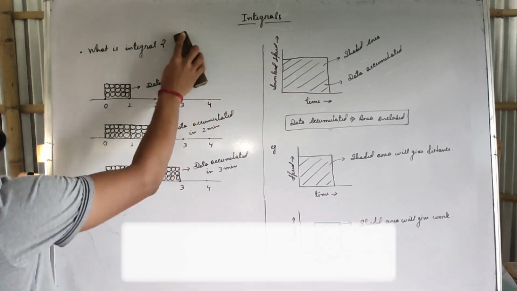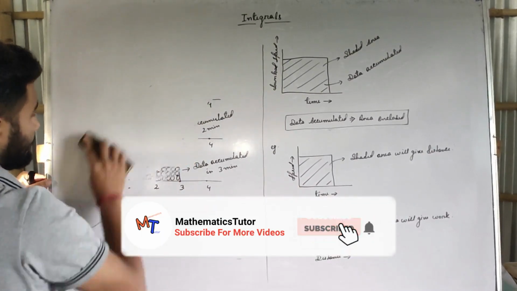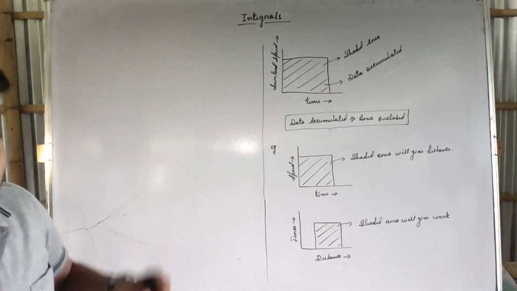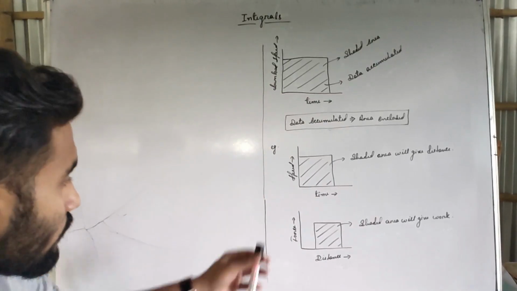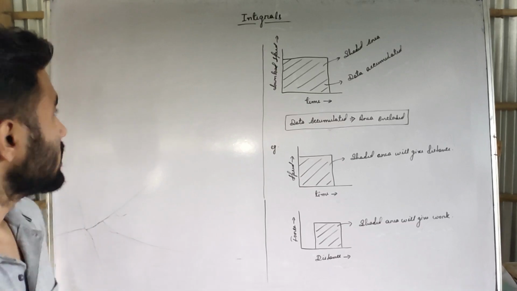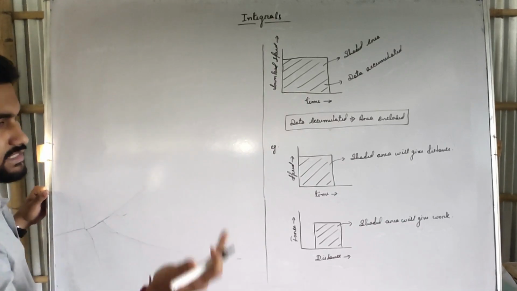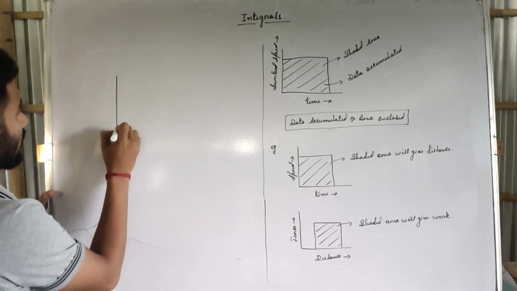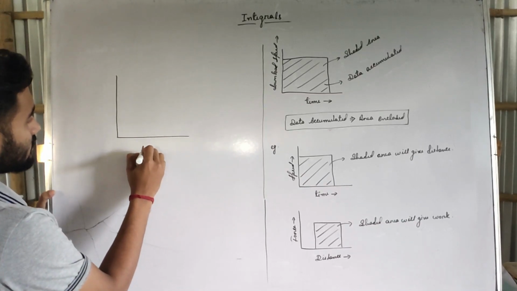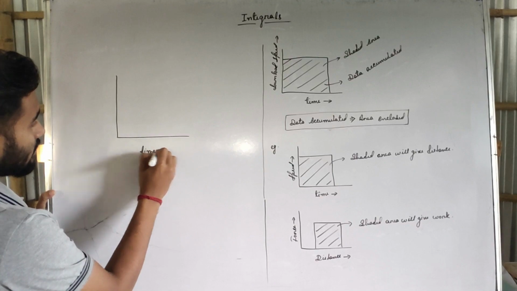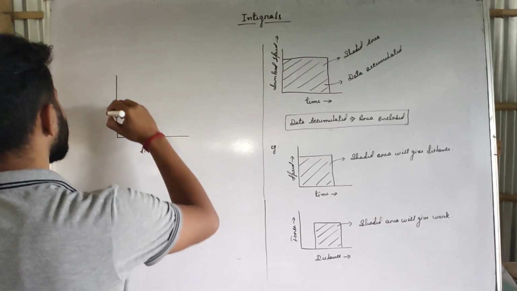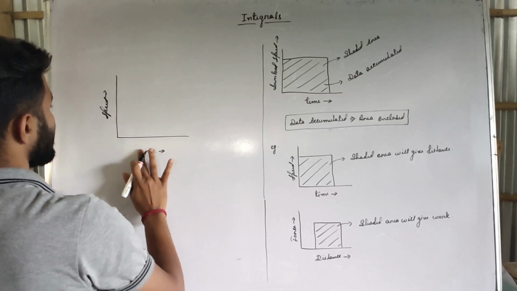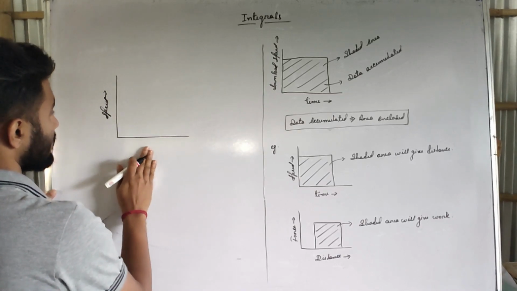So let us see a more realistic scenario, because in reality our speed or force will not be constant. So in reality what will happen? Say for example you went out of your home in a car. So this is time and say this is speed, right?